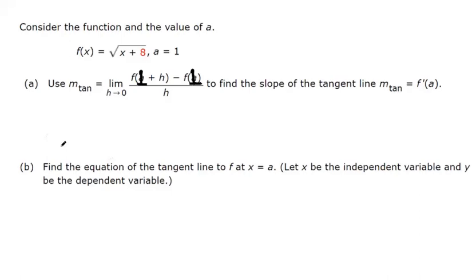So in here, the instantaneous slope, the tangent slope, is going to be the square root of 1 plus h plus 8 minus f of 1. So that just means what's the result when you plug in 1 in here? 1 plus 8 is 9, and the square root of 9 is 3.